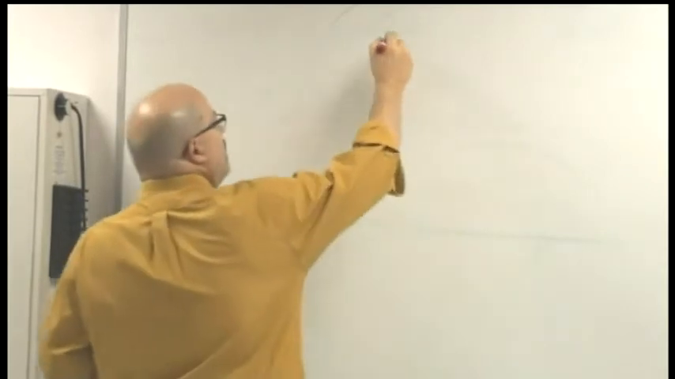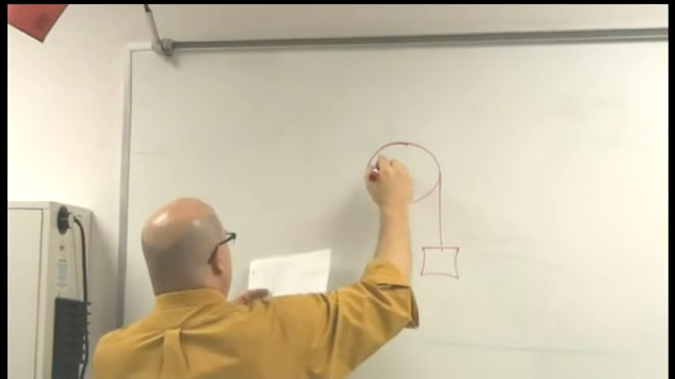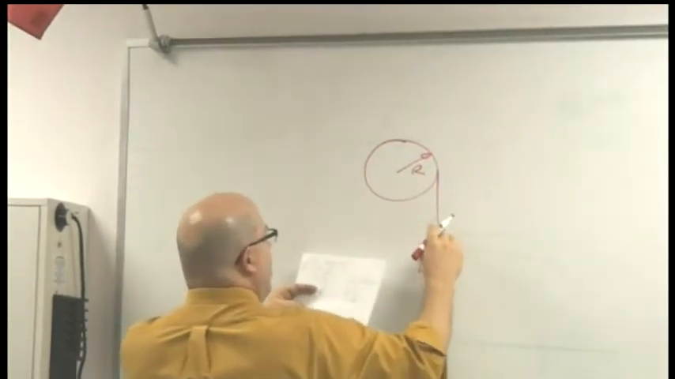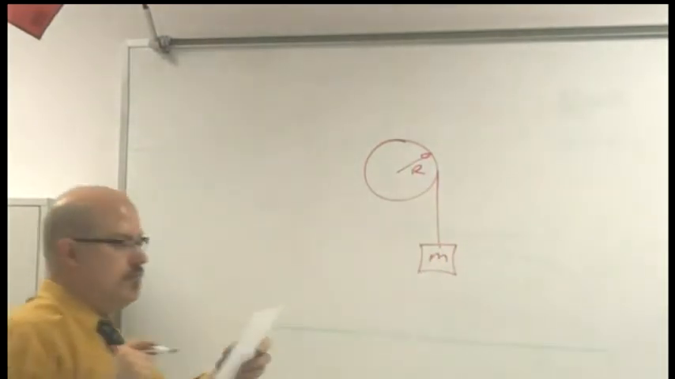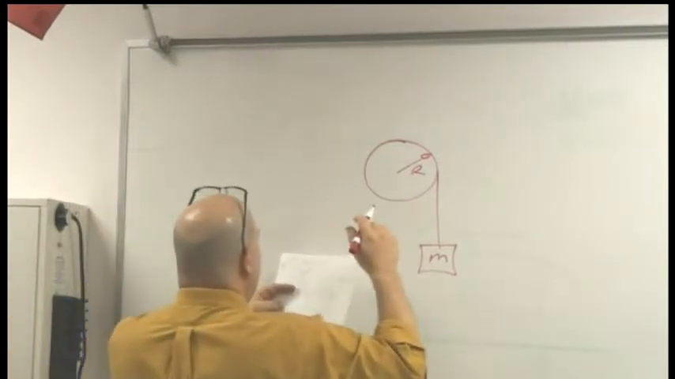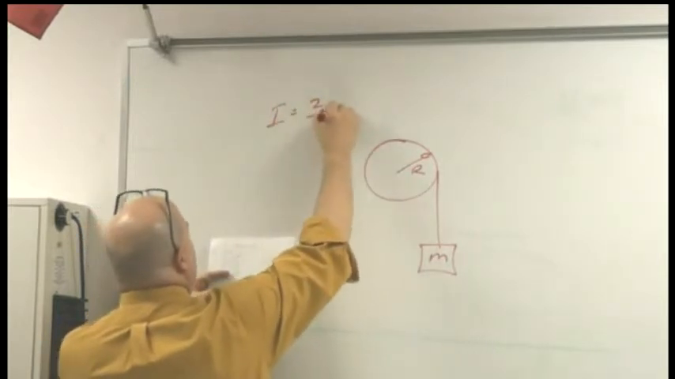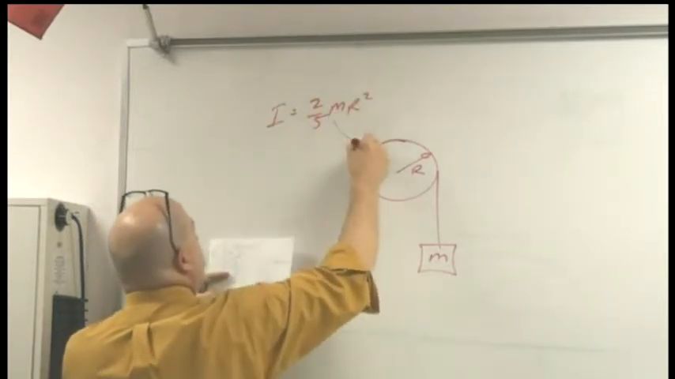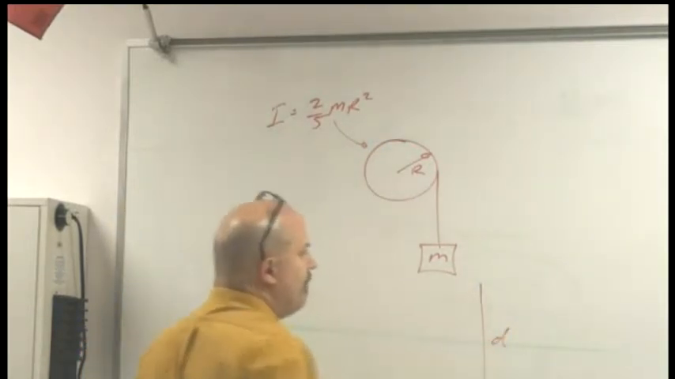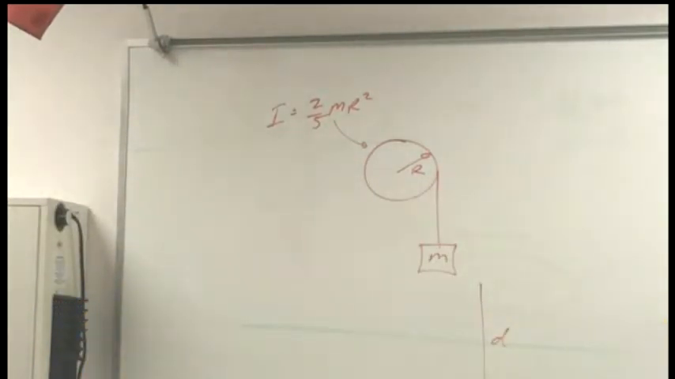All right, everybody. Here we go. We have a pulley and a mass hung from it. This has a radius of r. This has a mass of m. Let's see, what did I put for my moment of inertia here? This moment of inertia of this thing is 2/5 mr squared. This thing's going to descend a distance d. I want to know how fast it's going when it reaches that distance.